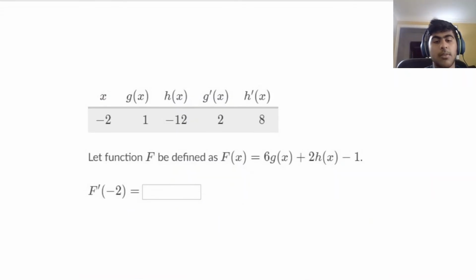So we're told that function f is defined as 6g of x plus 2h of x minus 1. And we're asked for the derivative of f at negative 2. Alright, so I'll let you attempt this for a couple seconds before I show you. Let's see.